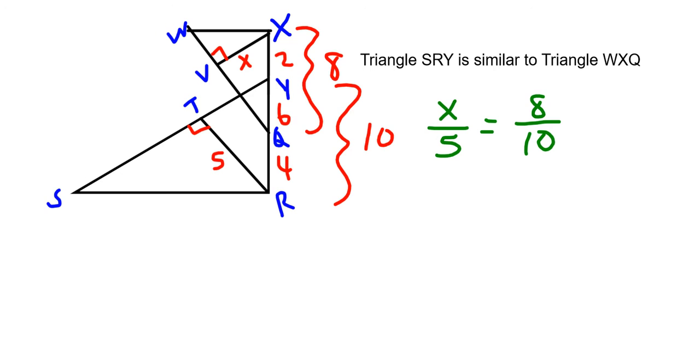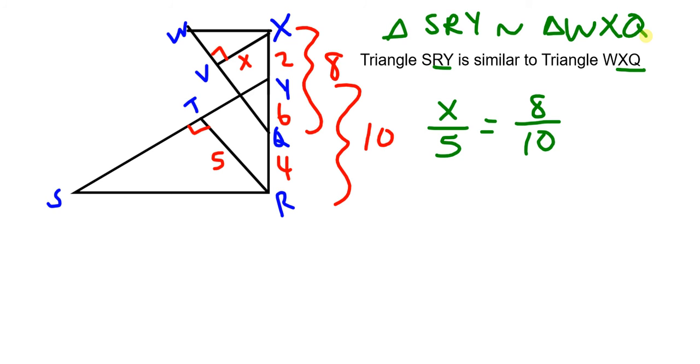So I can set up this proportion, x over 5 equals 8 over 10, and you want to make sure that the 8 and the 10 are actually the two corresponding sides that go together. So 8 is the length of segment XQ, which we see written right here, and 10 is the length of segment YR or RY, which we see written right here. So based on our similarity statement, triangle SRY is similar to triangle WXQ, it's written in the order that we know that RY and XQ are the corresponding sides. So 8 and 10 do go together there.